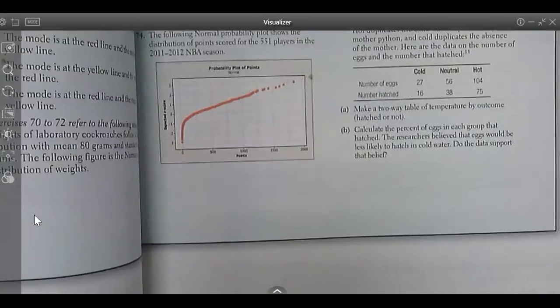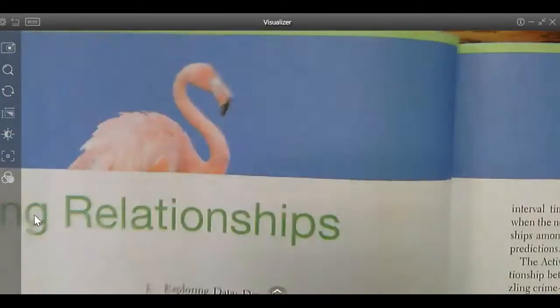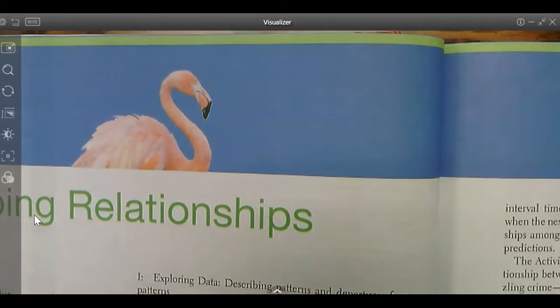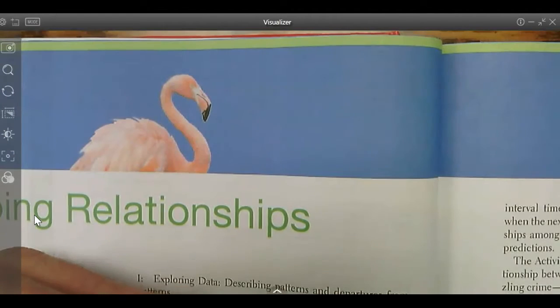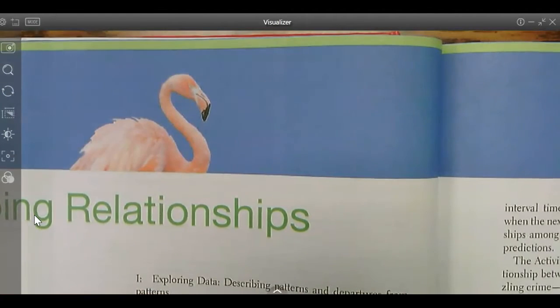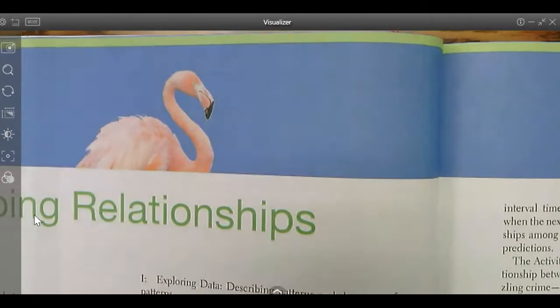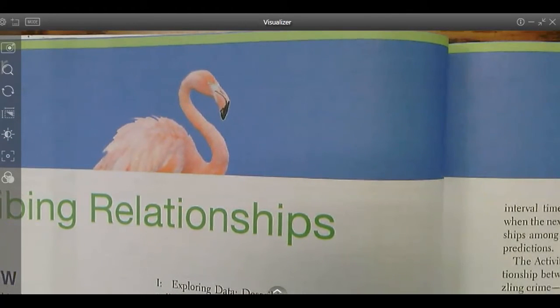So that's it for Chapter 2, and that is the end of Unit 1. Unit 1 covers all of Chapter 1 and all of Chapter 2 as far as the AP College Board is concerned. So hopefully that was helpful.